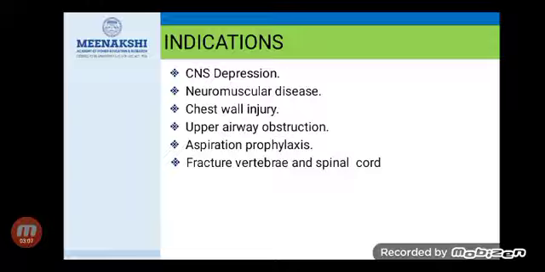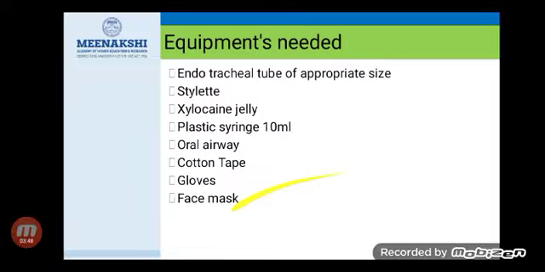Here the upper airway obstructions are like airway problems: external pressure on the airway, vocal cord paralysis, tumor or infections, and laryngospasm. Then aspiration prophylaxis, then fractured vertebrae and spinal cord injury. As I said previously, muscle weakness. So in case of spinal cord injury and fracture of vertebrae, these are all the indications for intubation of the patient.